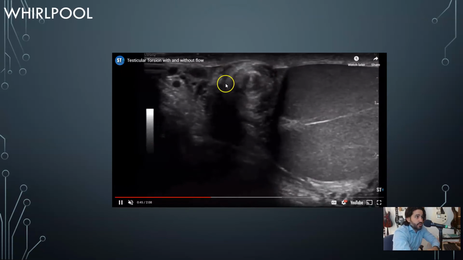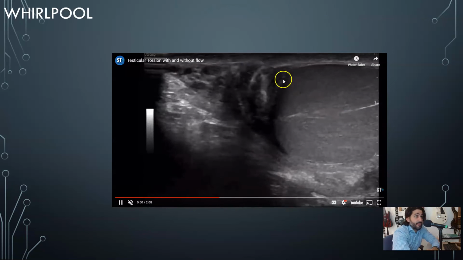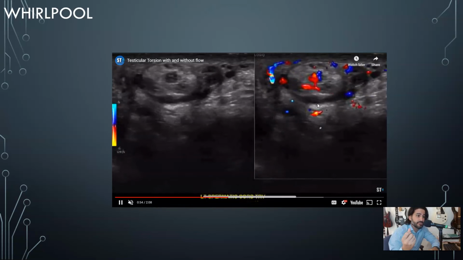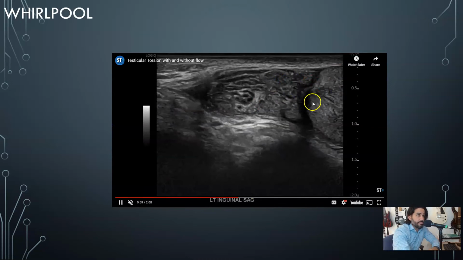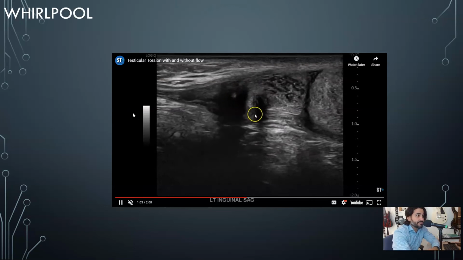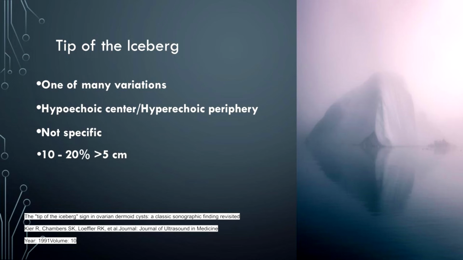So even though there was torsion, you can see there was some flow in the testicle. So that's very important, because had we just imaged the testicle and Dopplered the testicle and showed color flow and pulse wave Doppler, we would have missed this spermatic cord torsion. So this was a testicular torsion.